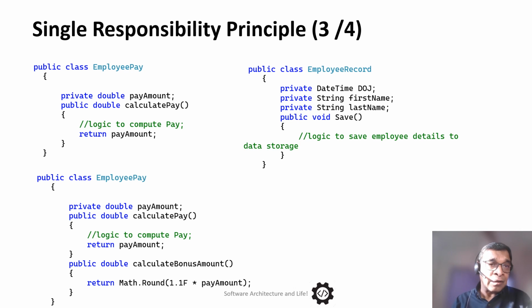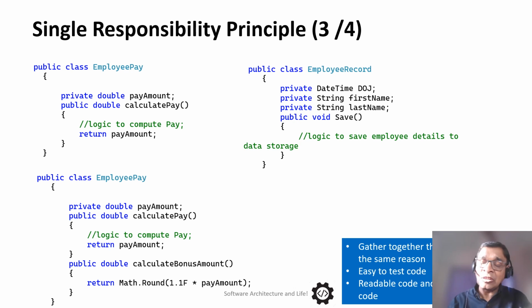Now what you gain by following the single responsibility principle is that your code is easy to test. It's testable code. Why? Because you have a limited number of test cases for the class. Second, it is readable code because each piece represents a single concern, hence it is readable and hence it is maintainable.